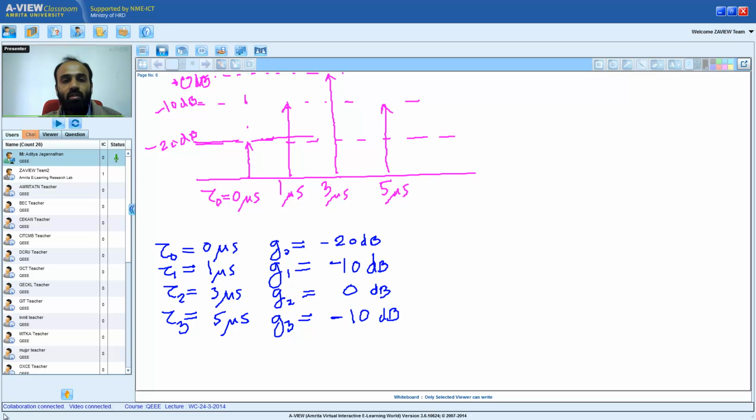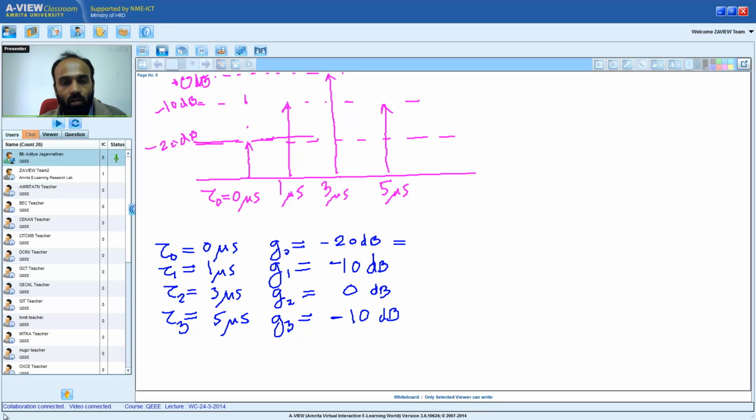I have G0 equal to minus 20 dB. Tau 1 is equal to 1 microsecond. At 1 microsecond I have a path of gain minus 10 dB. At tau 2 equals 3 microseconds I have a path of gain 0 dB. At tau 3 equal to 5 microseconds I have a path of gain minus 10 dB. Okay, fine. Now can someone tell me what are the corresponding linear values?